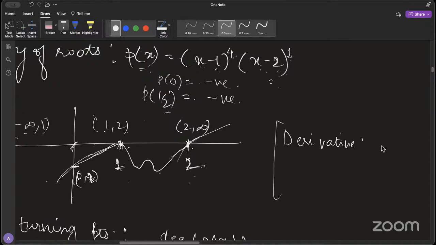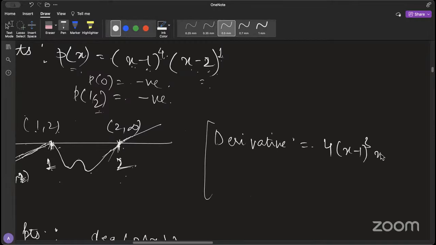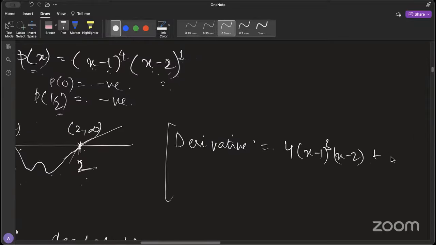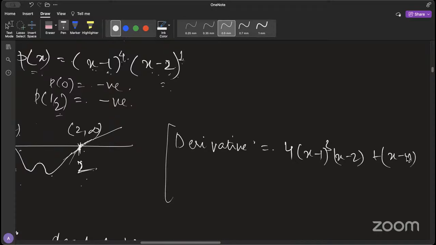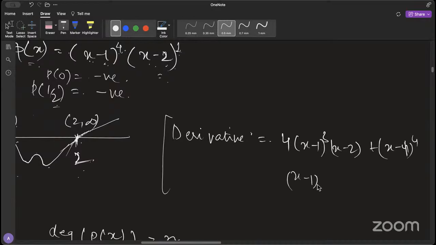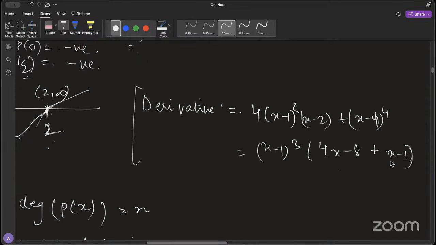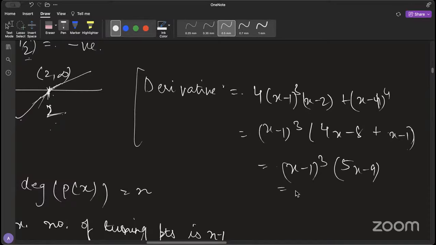So the derivative of p(x) will be equal to 4 (x minus 1) cube (x minus 2), as is, and (x minus 4), (x minus 1) to the power 4, and this thing. So you'll have (x minus 1) cube, 4x minus 8 plus x minus 1. So this is 5x minus 9 and (x minus 1) cube. And even if you do this, you'll have 1 and 9 by 5.